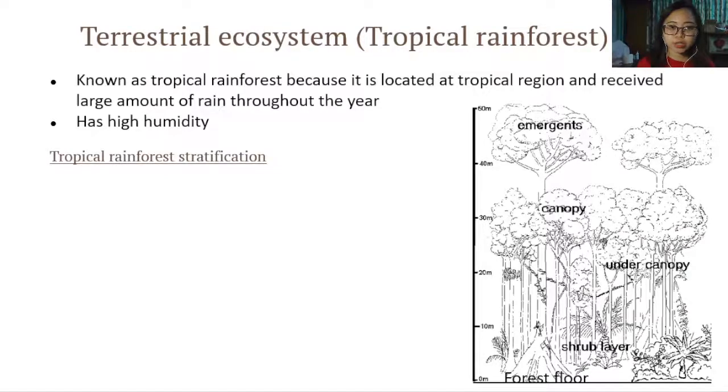This terrestrial ecosystem that we're going to learn about is tropical rainforest, and it is known as that because it is located in the tropical region.